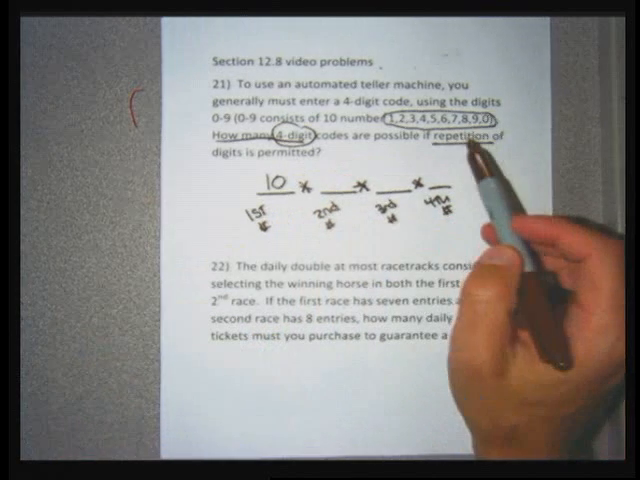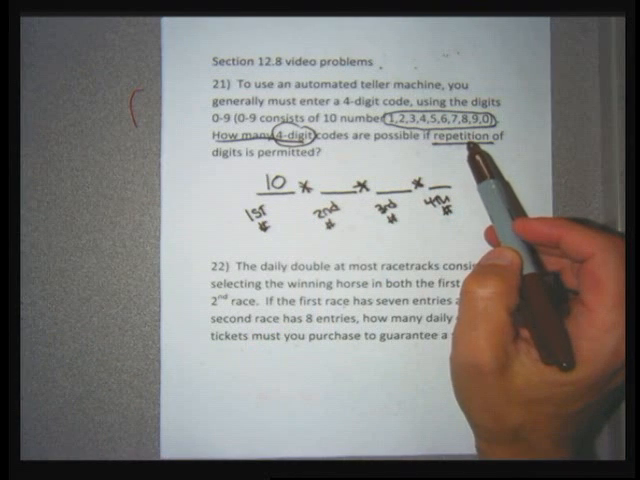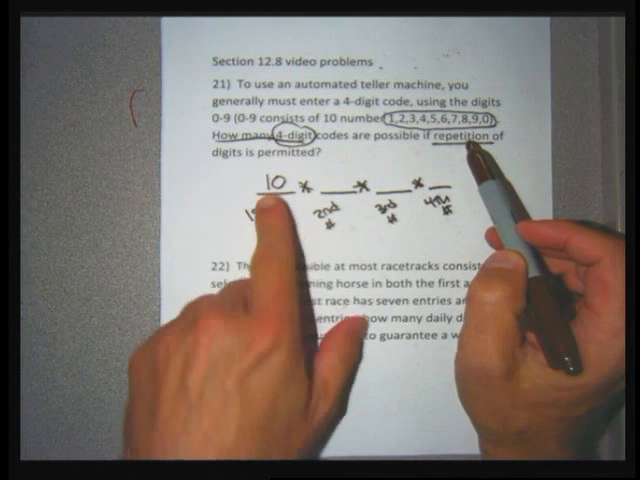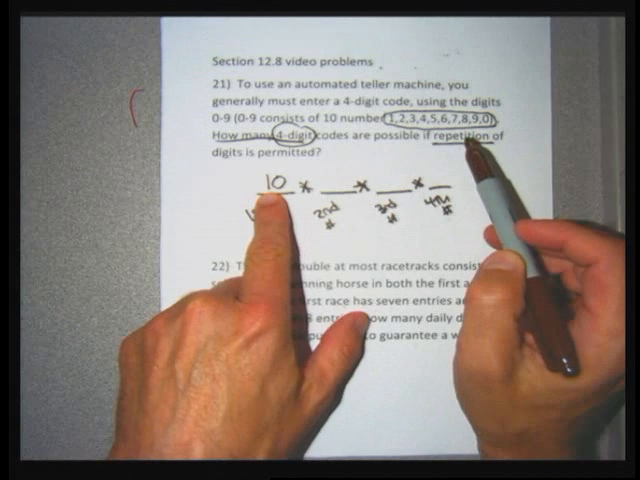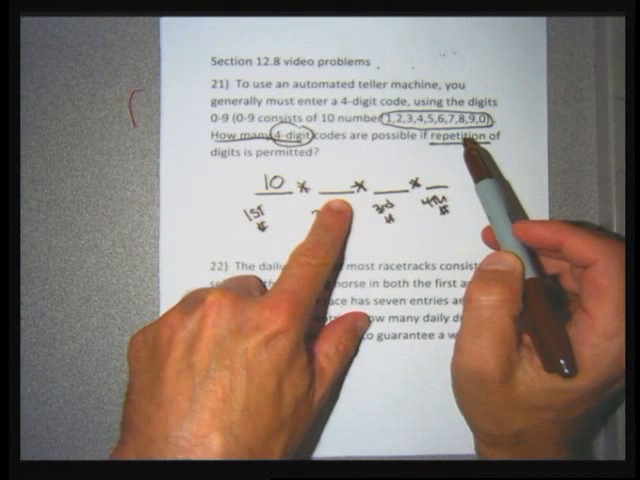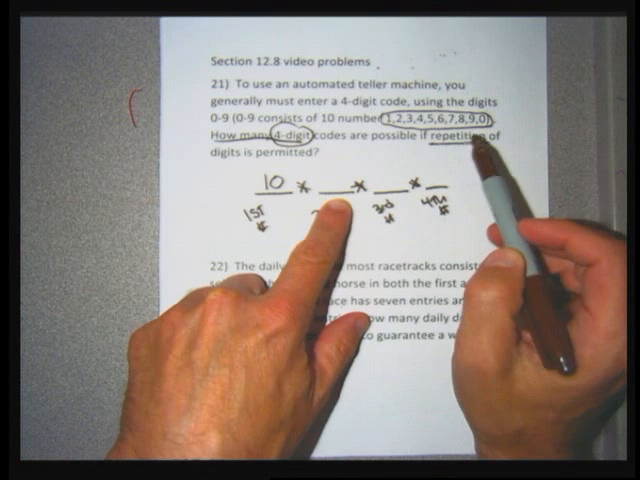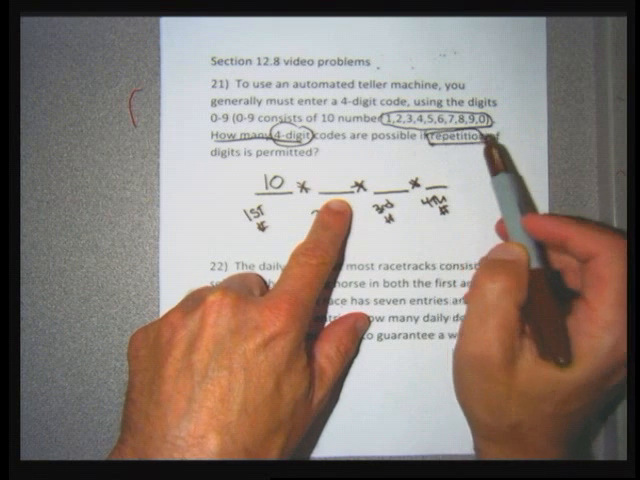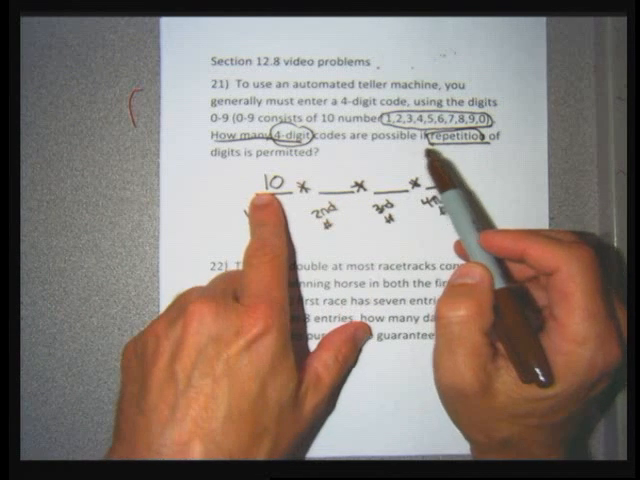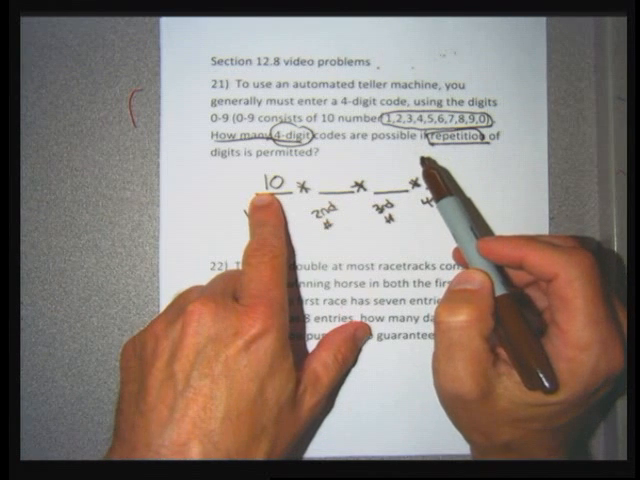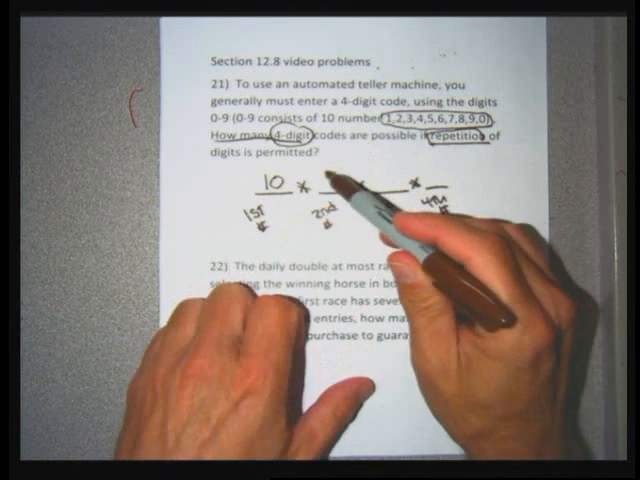If the author would have said repetition of digits is not permitted, then after I picked a number, it wouldn't be available to use again, and I would have to increment down. My second digit would only have 9 numbers to choose from. But because repetition is allowed, no matter what number I picked for my first number, say I picked 7, I could still pick 7 again for my second number.